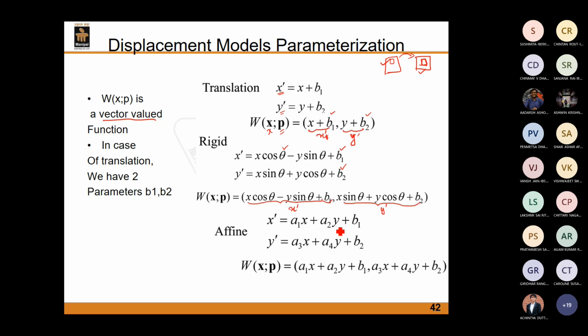Okay, and similarly for affine transformation, the formulas are given by this. So here a1x plus a2y plus b1 and a3x plus a4y plus b2. Okay, so this is the normalized case over here. So I can write it as a1x plus a2y plus b1, this being my x dash, and this being my y dash. Okay, so this is how I can represent it as a vector valued function. And as I said earlier, the parameters here would differ. In the case of rigid transformation, the parameters are theta, b1 and b2. In the case of affine transformation, the unknowns are a1, a2, b1 and a3, a4, b2.